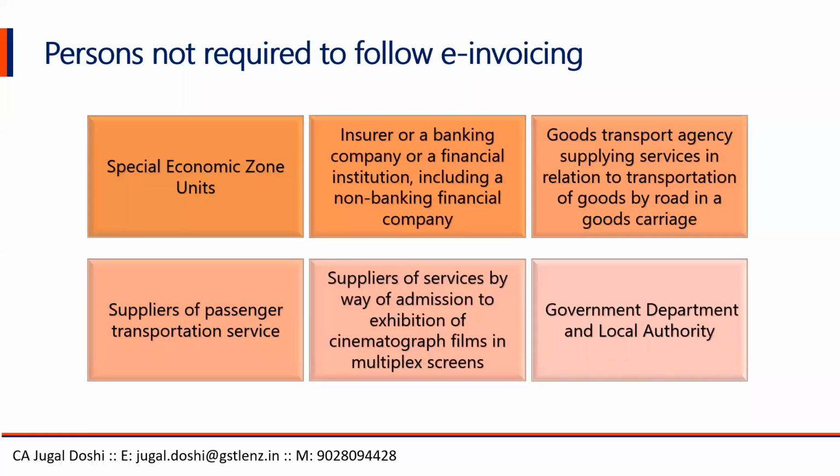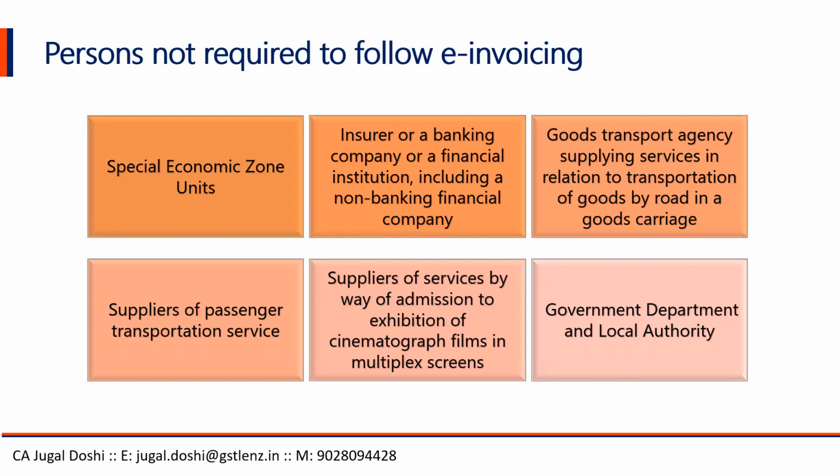Next, we come to persons who are not required to follow e-invoicing. In the first slide, we talked about the nature of transactions. Here we are talking about persons. So first is SEZ units. SEZ units need not generate e-invoice. Similarly, insurance, banking company, financial institution, including NBFC. GTA, supplying services in relation to transportation of goods by road or in a goods carriage.